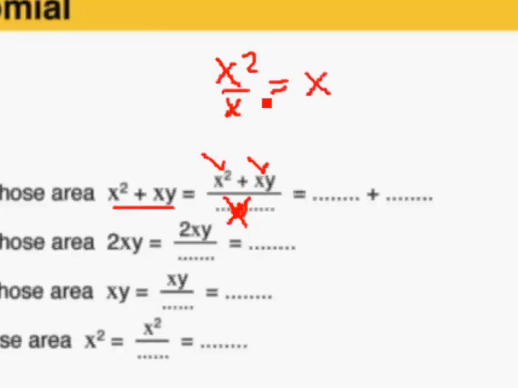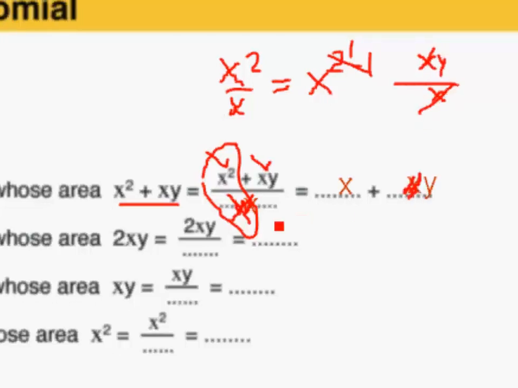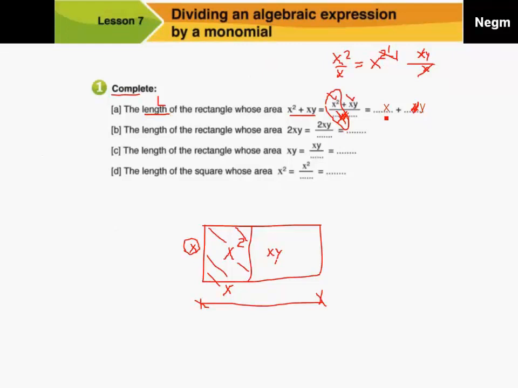Why? Because we have the same base and we have division, so we have to make a subtraction of the power, which is 2 minus 1. 2 minus 1 is 1, so this will equal x to power 1. The first term or first part is x plus the second one, xy divided by x. X eliminated with x, so it will be equal to y. So the length of the rectangle will be x plus y.